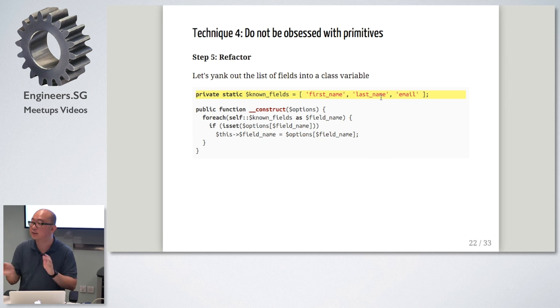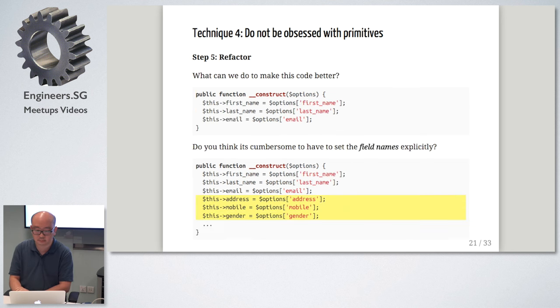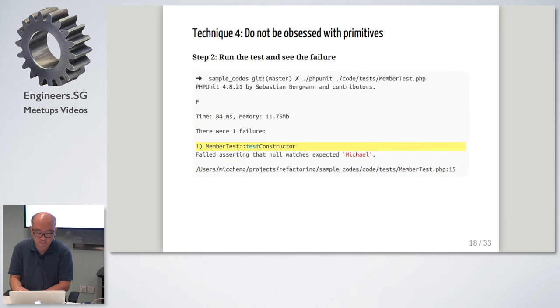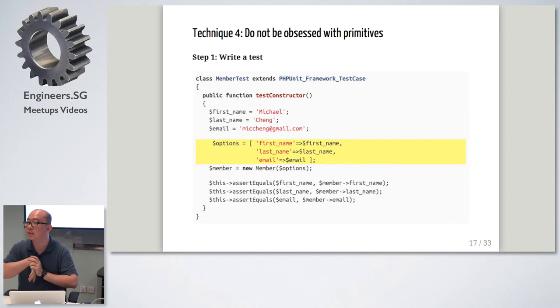Okay, so let's look at the reverse. Say I add a new field, say address. How will our test be amended to reflect this? It's the test again. So how would this test be amended to reflect the new field?